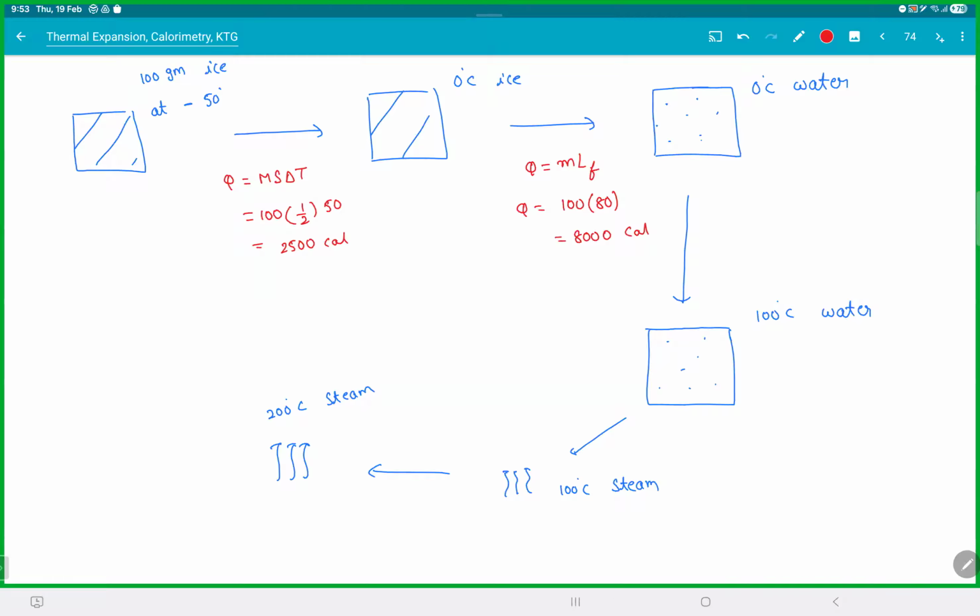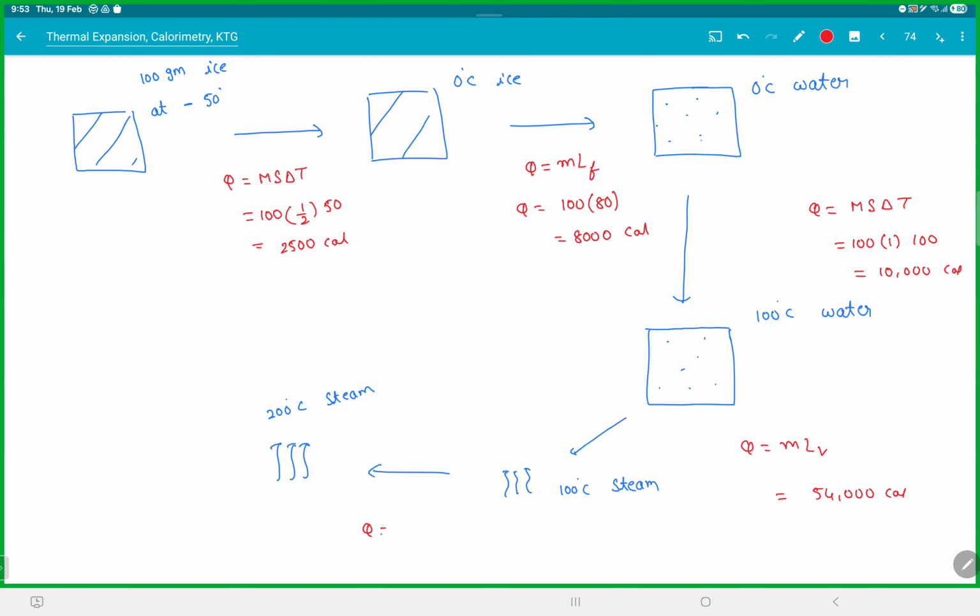Then you're converting water to 100 degrees water. Again, that is equal to ms delta T. That is 100. Specific heat of water is 1 and this is 100. That is 10,000 calories. Here you're converting 100-degree water to steam. Again, phase change, M into LV. That would be 54,000 calories. This is the big one.